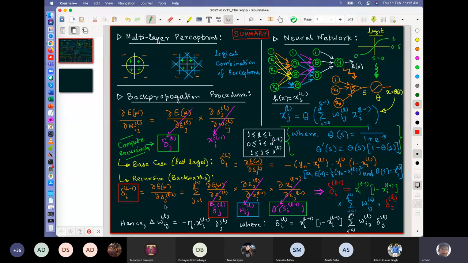So what we finally get is that I need to update the weight, as I said, by minus eta, my learning rate or step size, into this. So I update by minus eta into del ijL into xi at L minus 1, which I have written here, where each layer's del ijL I can compute by the backpropagation algorithm. So this is where we ended in the last class. Okay.